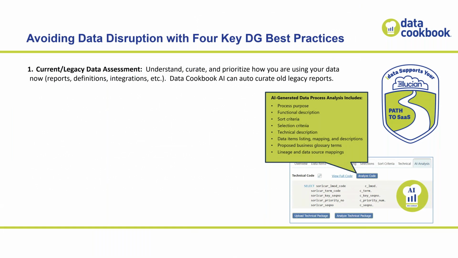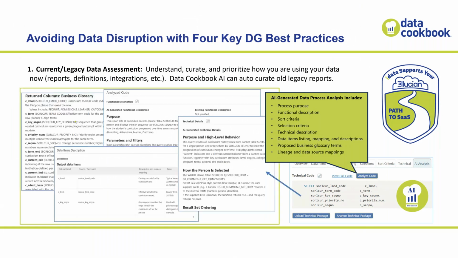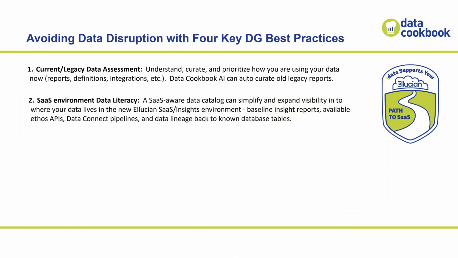Even though the source fields might change, you can capture the functional requirements by bringing that metadata into the cookbook, running the AI analysis tool on it, and it'll generate all of this content for you based on just the actual code that's there. All right, so you do the assessment of what you have.